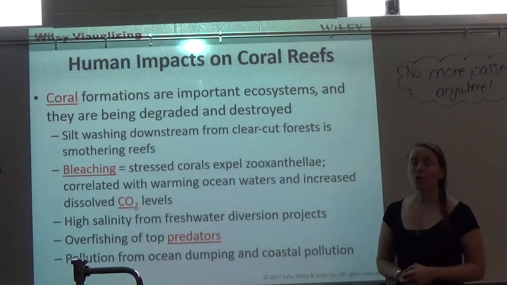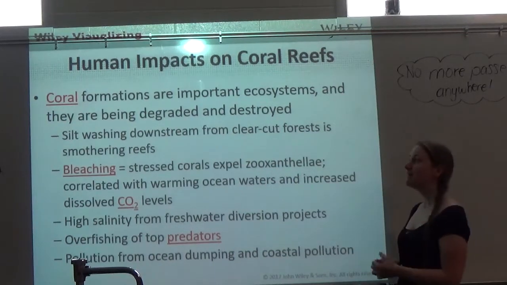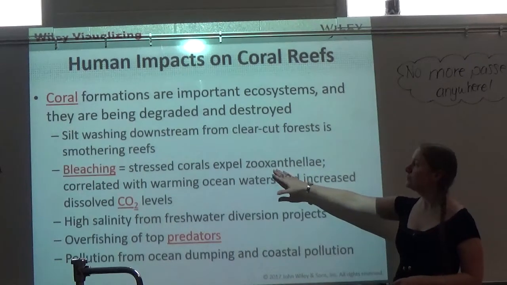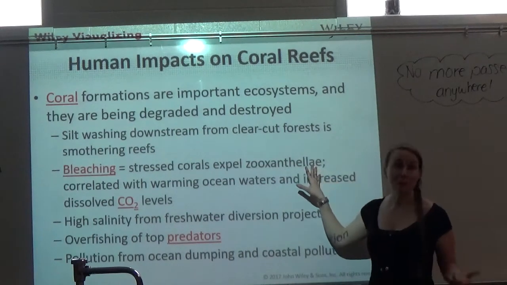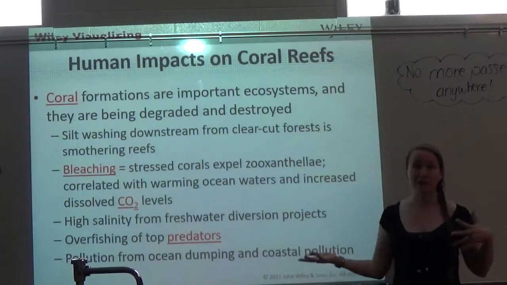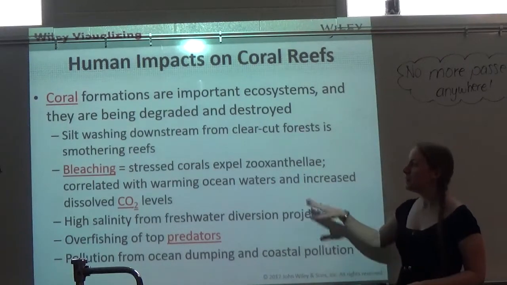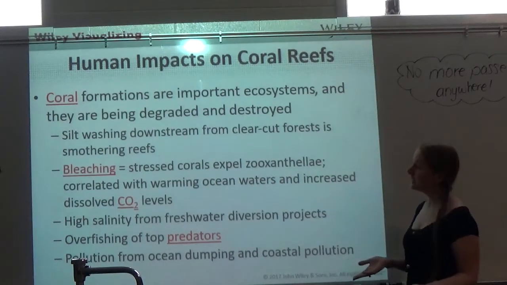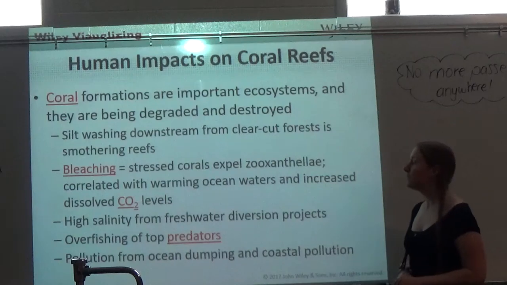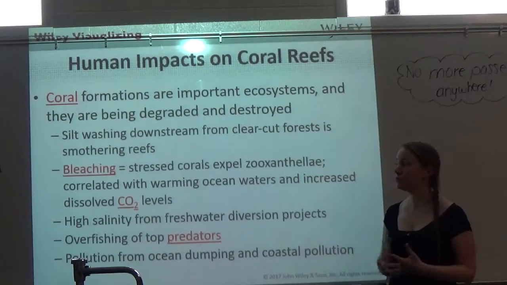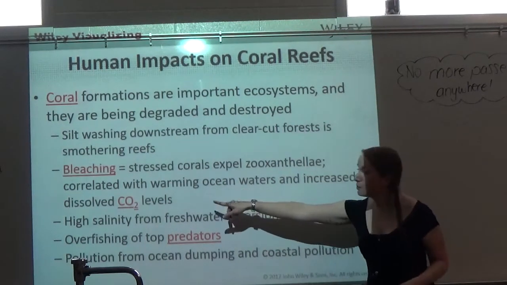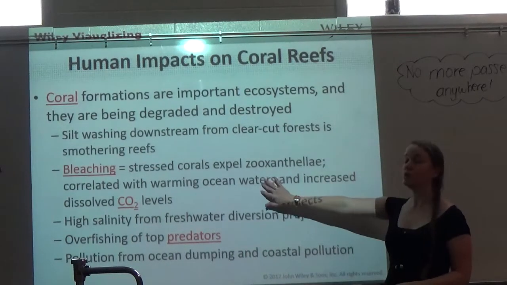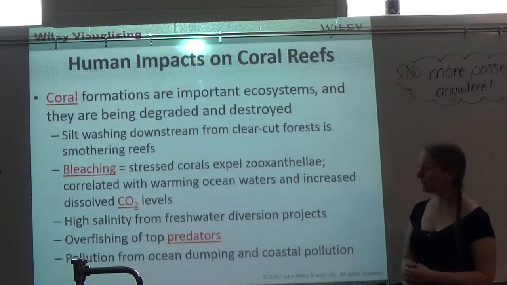So some coral reefs are going through a bleaching process, and that is when they're stressed, they expel their zooxanthellae. I'm going to assume that's how to say it. Remember, my background is chemistry. And so then they lose their color and they become white or whitish. That's correlated with warming ocean waters and increased dissolved CO2 levels. So the higher the temperature and the more CO2 in the ocean, the more acidic it is. And so they think that those two things are what's causing all this coral bleaching.